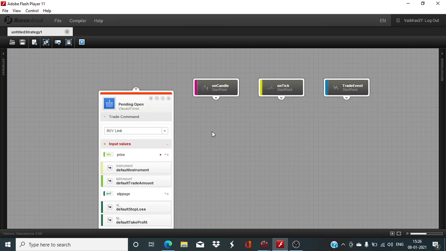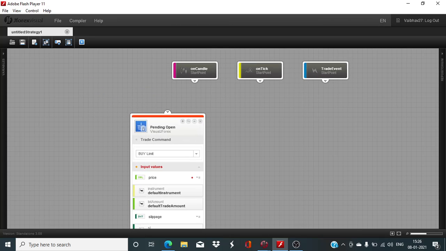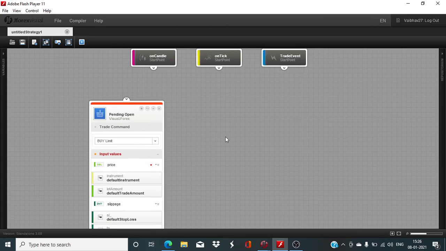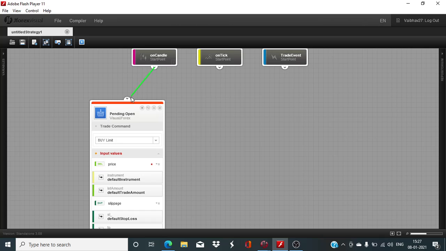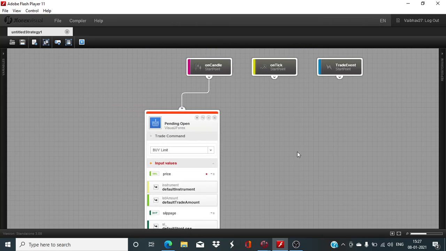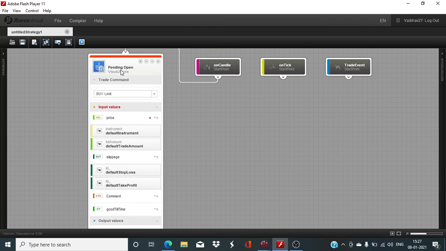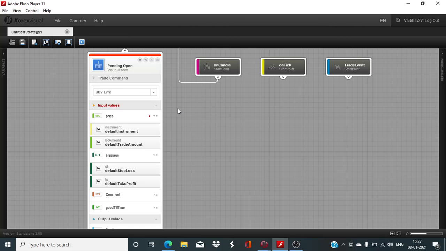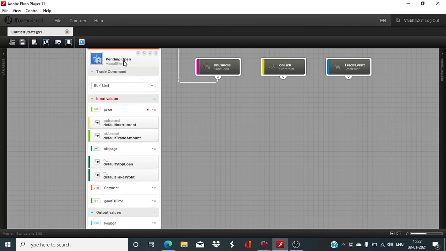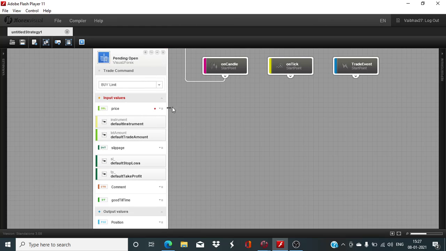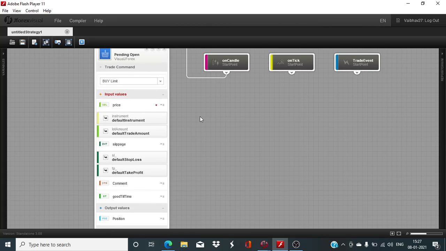Now for today's session we will be using any of the three start points. So I am taking this on candle, and also I am assuming that there is already a functional algorithmic structure in place, and we are straight away heading to this last point of the algorithm, that is the order execution.